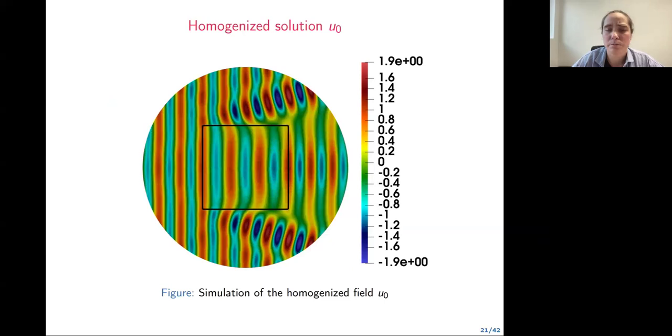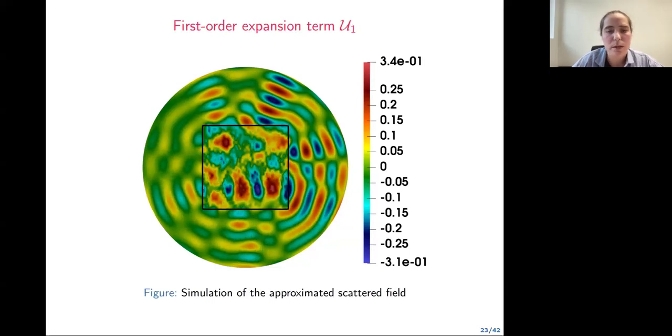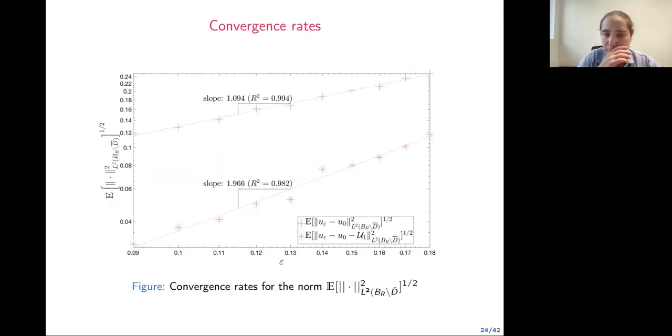Here is the corresponding homogeneous field U naught. And you can do the difference U epsilon minus U naught. First thing you notice is that we gain an order of magnitude here. And once you have this, you can also compute this big U1. So you see that qualitatively it's quite close. And you can verify that quantitatively by doing some plots of convergence. So this is what we did. So here, what do we compute? We compute the L2 norm of the error.